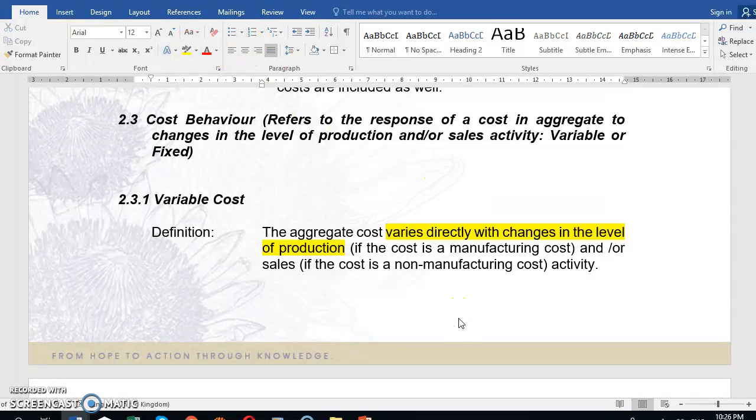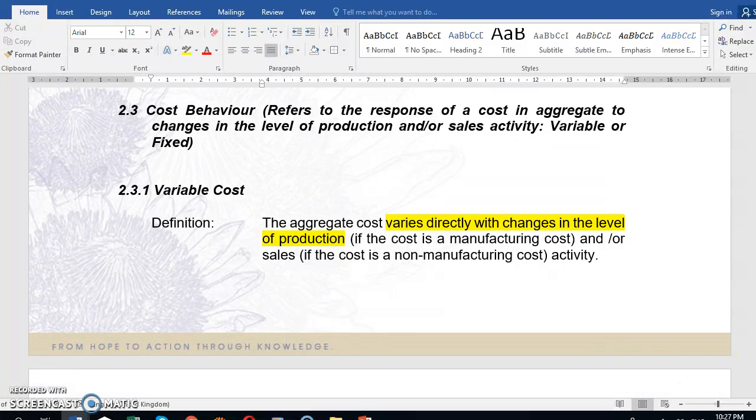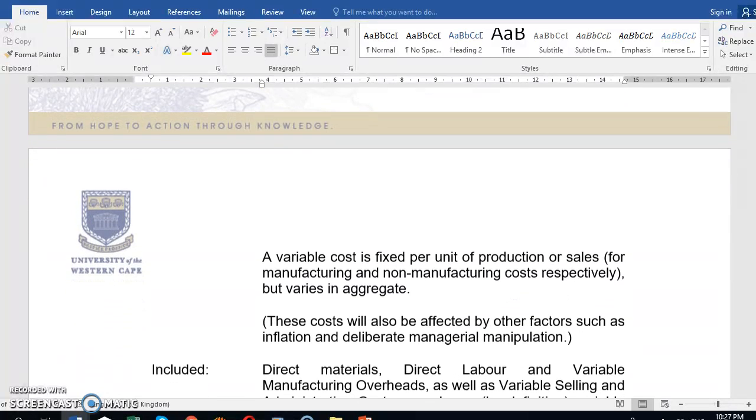Alright, so what I mean by that is if production or sales goes up, this cost will also go up. If production and sales go down, this cost will also go down. And that's the definition of a variable cost.